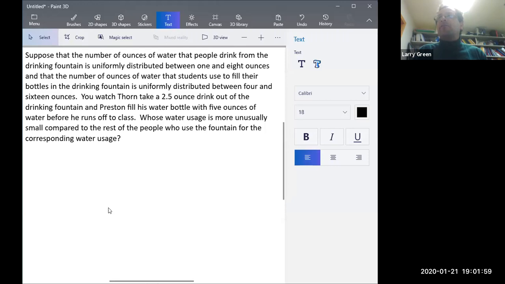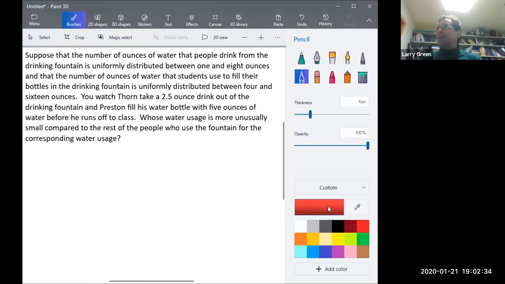Whose water usage is more unusually small compared to the rest of the people who use a fountain for corresponding water usage? So let me ask you, what does this sound like in terms of strategy? What do you think the strategy is going to be for this question? And the hint is, we've seen something like it in a different chapter. Any thoughts? While you're thinking, maybe I'll even underline a keyword.